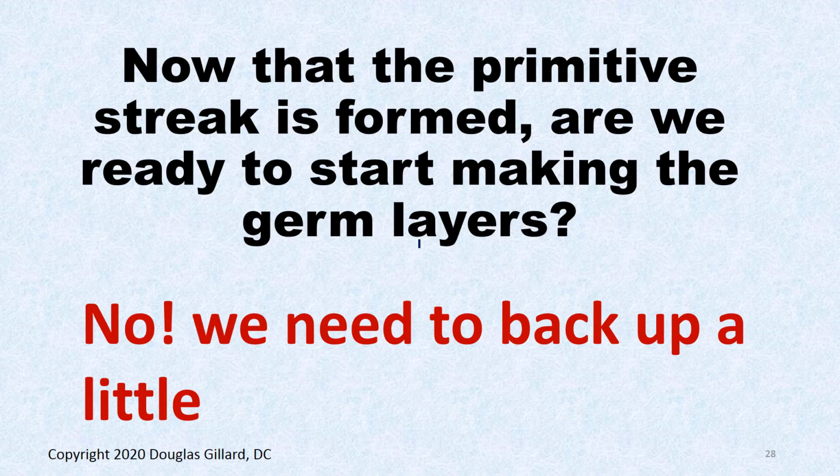All right, now the primitive streak is formed. We're ready to start making the germ layers. No, we're not, because we need to back up and talk about some more stuff. Remember these epiblast cells, they're epithelial cells. And epithelial cells, Dr. Doe taught you, have CAMs between them. There are cell adhesion molecules that hold them together. So what's the deal with that? They can't migrate anywhere, so we have some more work to do.